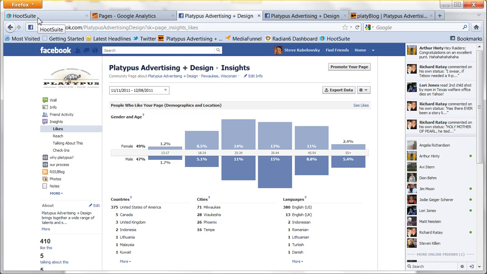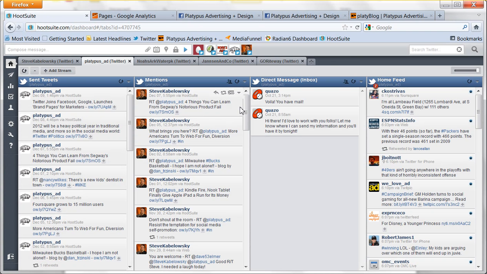One of the tools that we use for Twitter is Hootsuite, and it's one of those free ones that are out there, and you can measure your tweets and mentions and what your followers are saying.